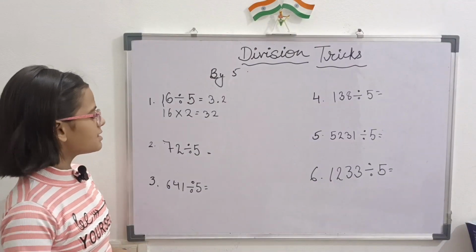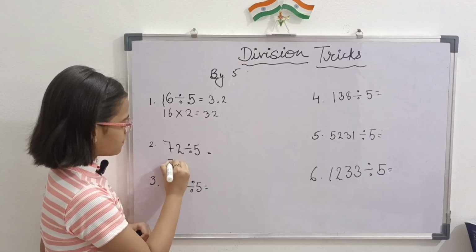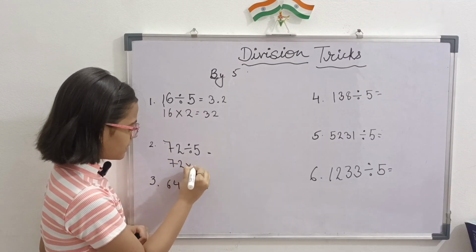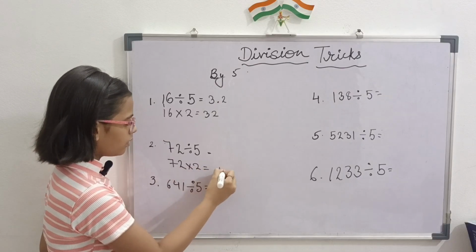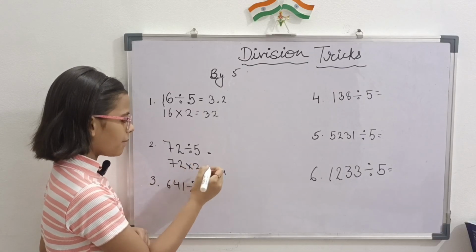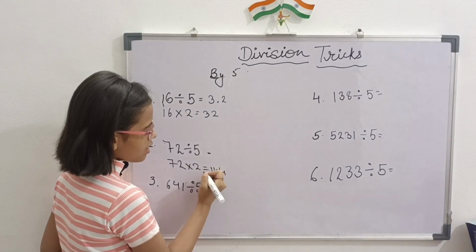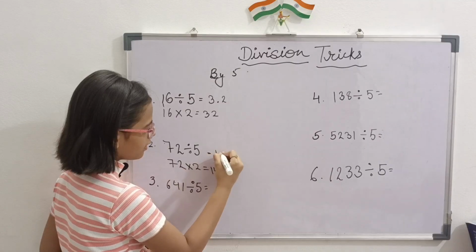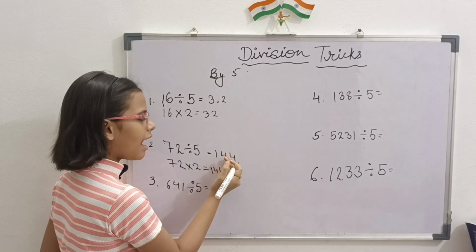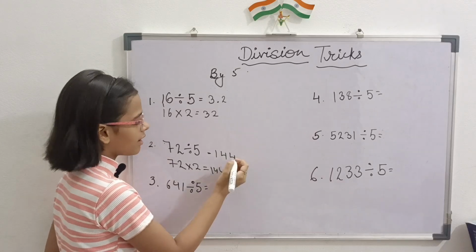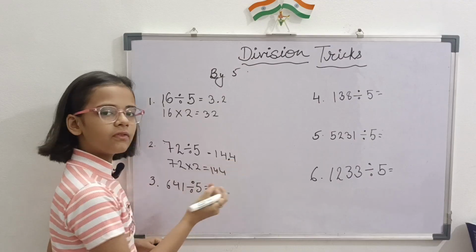Our next number is 72 divided by 5. First we have to multiply 72 by 2. 2 multiplied by 2 is 4 and 7 multiplied by 2 is 14. So our answer is 144. Then we have to place a decimal after leaving a digit from the back. So our answer is 14.4.